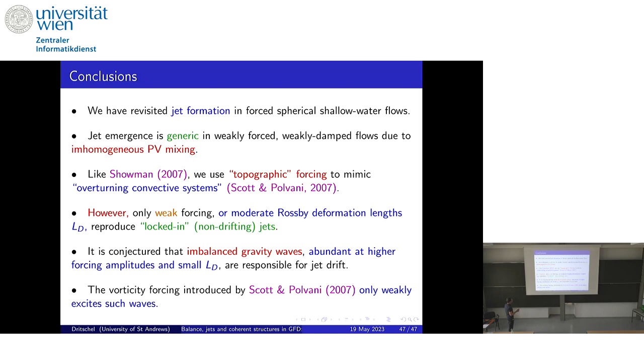However, we only found that weak forcing or moderate deformation lengths, L_D, reproduce the locked-in non-drifting jets that are observed in outer planetary atmospheres, which the model may or may not apply to, so we shouldn't be too worried about whether we get that or not. We think the gravity waves might be responsible for the jet drift in these cases. And finally, the vorticity forcing introduced by Scott and Polvani only weakly excites these waves, and that's why we think that maybe it's to do with the gravity waves that causes the jet drift. Okay.